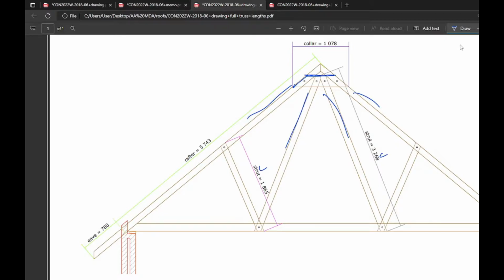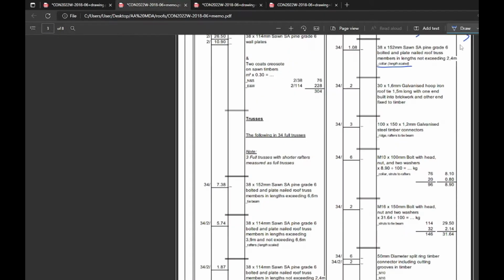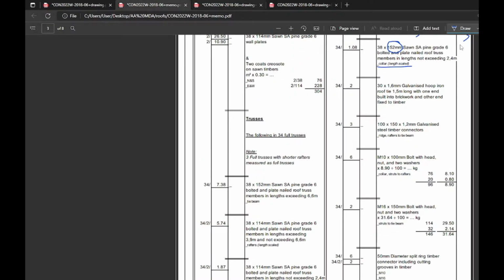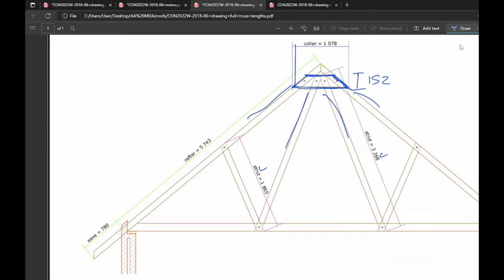Oh, we wouldn't need that. Let's just take a look here quick. For the collar, I think what we only need would be that one, 152. So this is 152, right? 152. And then the length will be scaled, as she said. Scaled, which is furthest point to furthest point, corner to corner.